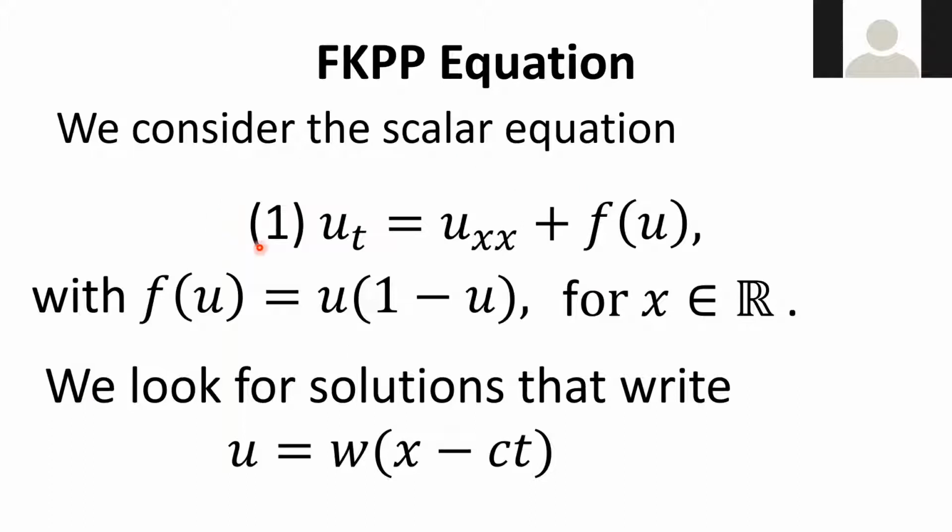And with this f of u, we discussed that a couple of times. We look for solutions that write u of x,t equals w of x minus ct. This means that the solution is traveling from left to right at a constant speed c.